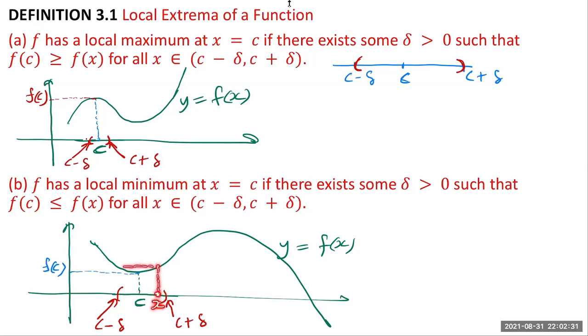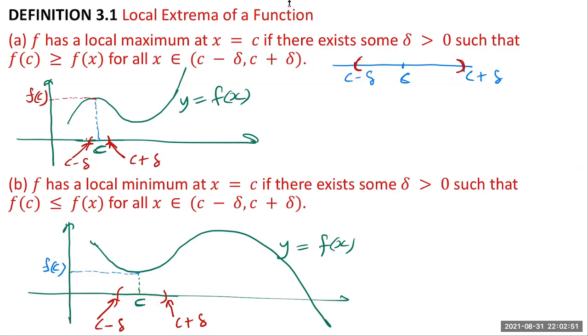For example, if I pick my x value to be here, then your f(x) is this value, and that value is bigger than or equal to f(c). That's what we want: f(x) is bigger than or equal to f(c) as long as I pick my x value in this delta neighborhood. So it is true here, and we have a local minimum at x = c.